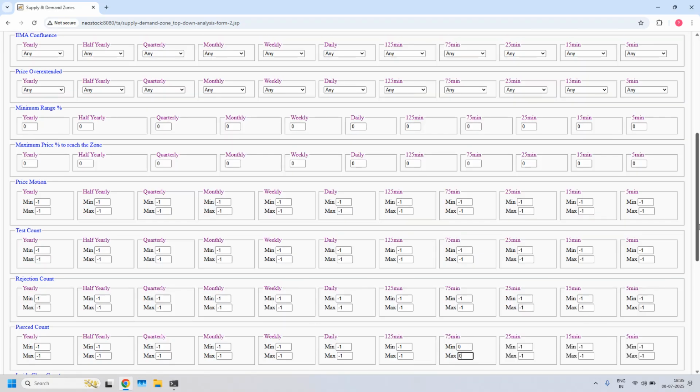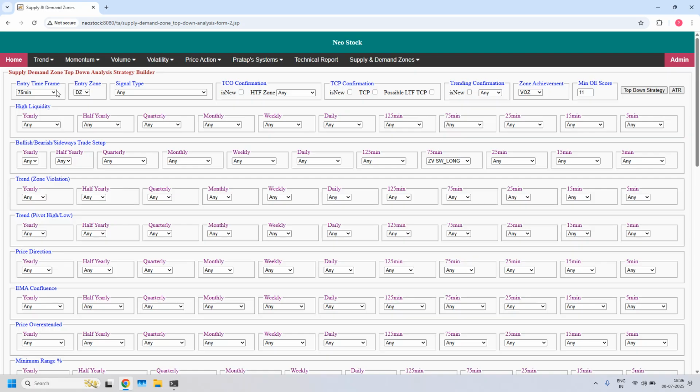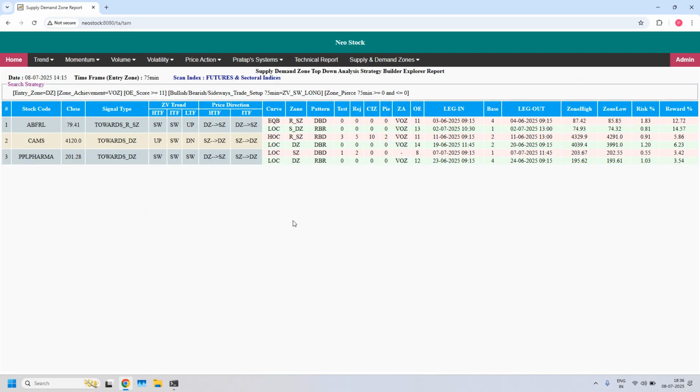Pierced count 0 means the zone, that is the 75 minutes demand zone, is not pierced, because the filter is applied on this zone, whatever you select here. Okay, let's filter. We got 3 stocks. Sideways long trade setup, entry time frame 75 minutes demand zone.